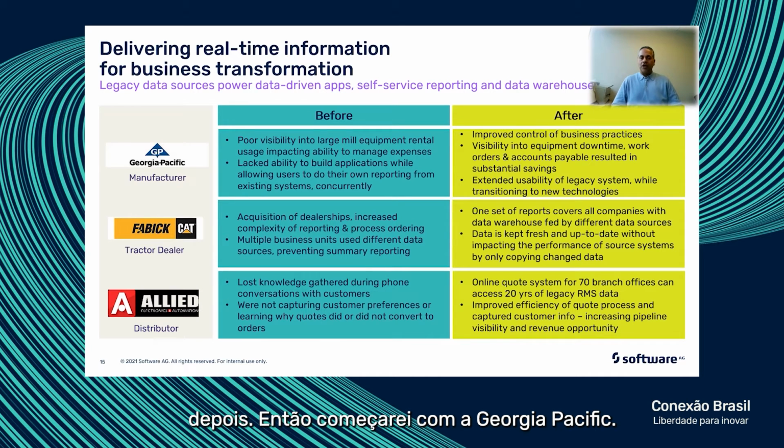So I'll start with Georgia Pacific. Again, this is our paper mill environment, and they shared that they had poor visibility into large mill equipment rental usage, impacting their ability to manage their expenses. They lacked the ability to build applications while allowing users to do their own reporting from the various existing legacy systems concurrently. With the Connect's product suite, they then had improved control of all their business practices.